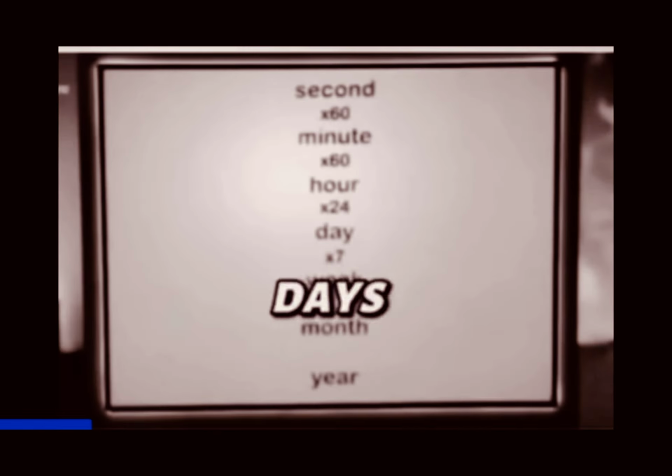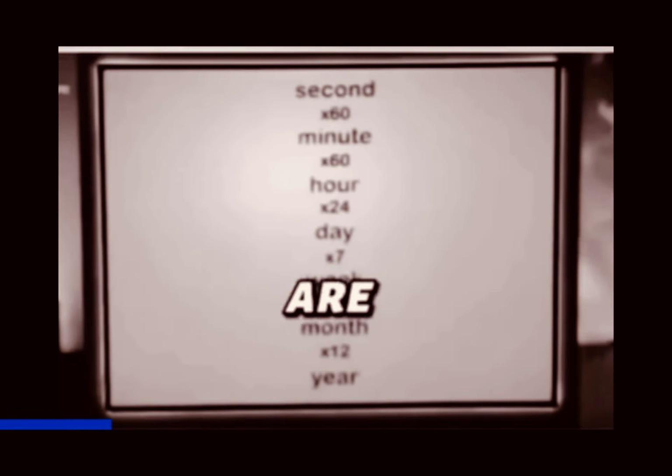We know exactly how many seconds in a minute, how many minutes in an hour, hours in a day, and days in a week. We even know exactly how many months in a year. But the months themselves are a mystery. They chop and change. Let me give you an example.